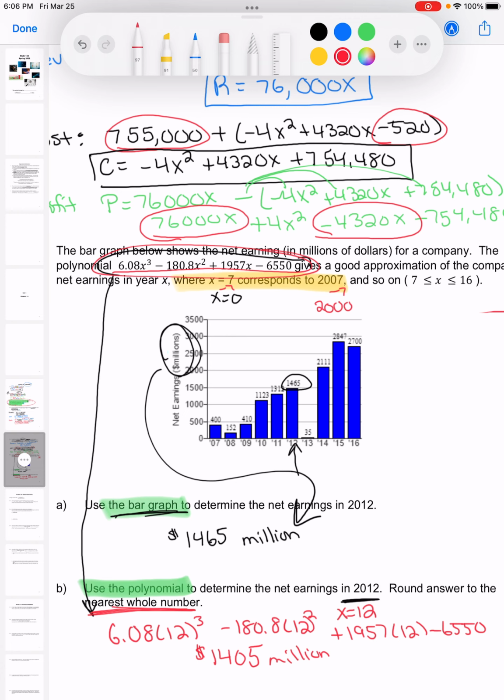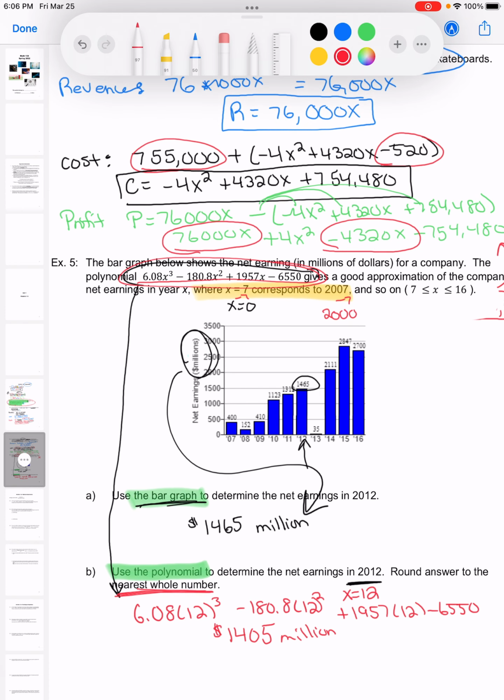Now these two answers are not the same. That's because this polynomial is an estimate of what's going on, and the graph shows me what's really going on. So they both are talking about 2012. That polynomial is always going to give me an estimate, and the bar graph is going to give me that exact data there. Hopefully, you feel okay with 1.2.